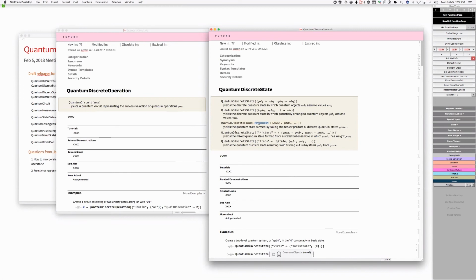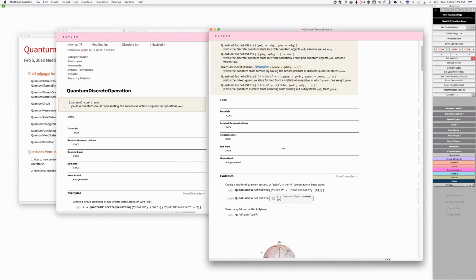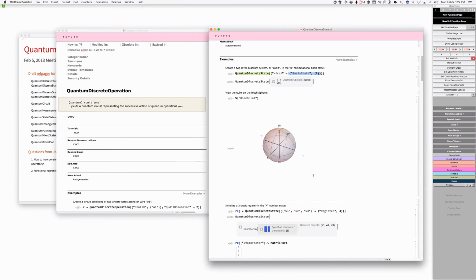I didn't quite understand that. Let me just try to get a sense here of what the values on the right-hand side can be. So what does this mean? That means that you are taking some system wire 1, which is a qubit, and you're putting it in the 0 computational basis state. Okay, but we've got several different things running around here.